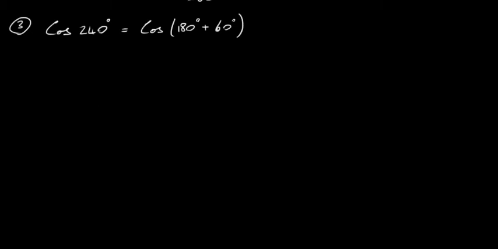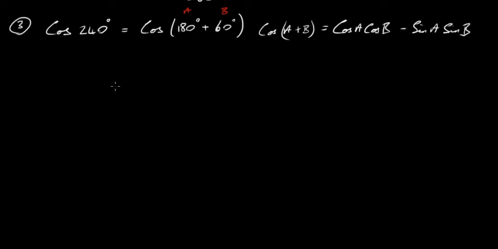So the cos of A plus B we know is equal to cos A cos B minus sine A sine B. So we can use this identity here to solve this. Okay, so we have cos A, which is cos 180, cos B, which is cos 60, minus sine A, which is sine 180 degrees, and then we have finally sine 60 degrees. Okay, so let's work these out.